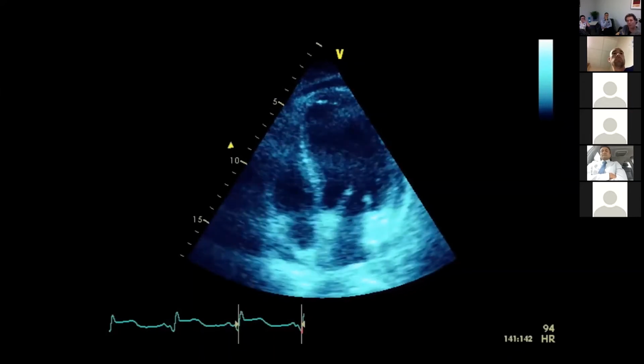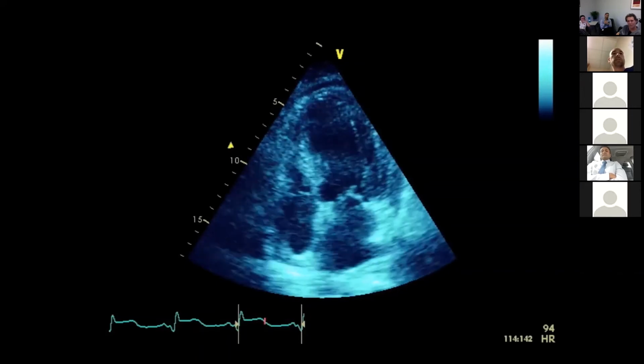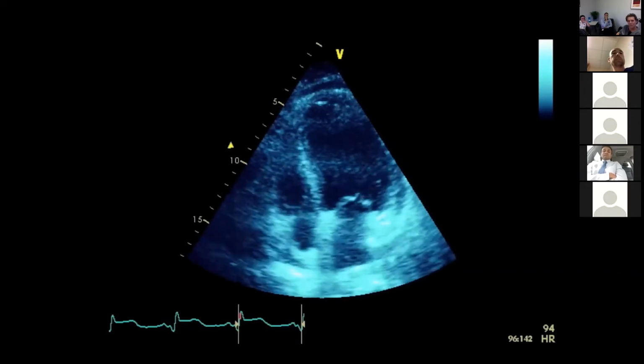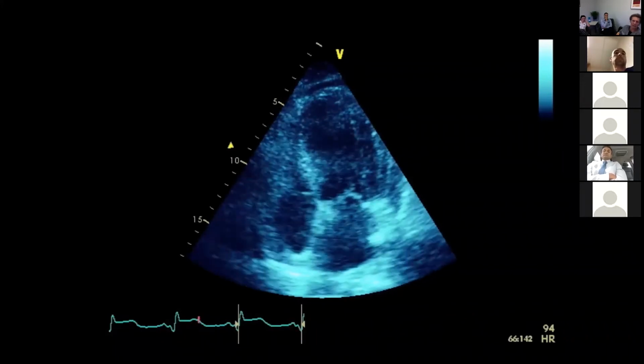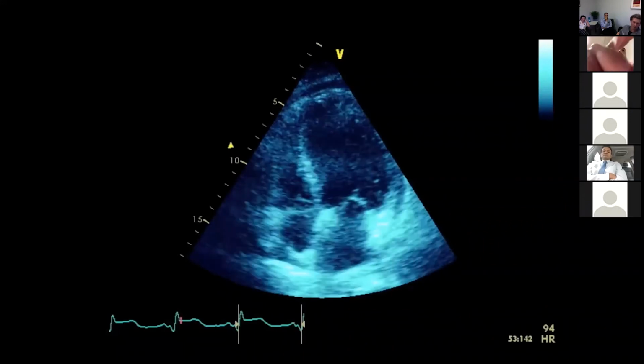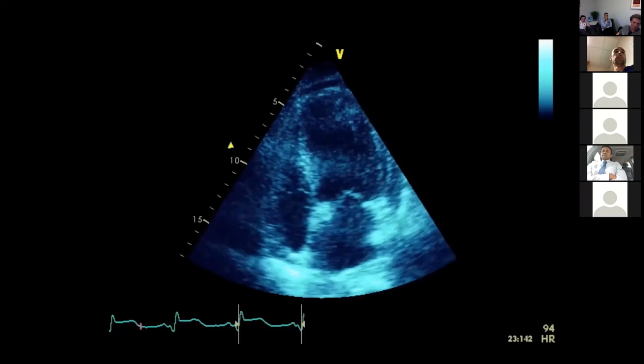Nice. And it looks more chronic because of an element of scarring with hyperechoic septum and very thin wall of the septum as well as the apex. Very nice. And a small amount of pericardial effusion. Probably I would like to see it from different views to confirm that it's not a fat pad.